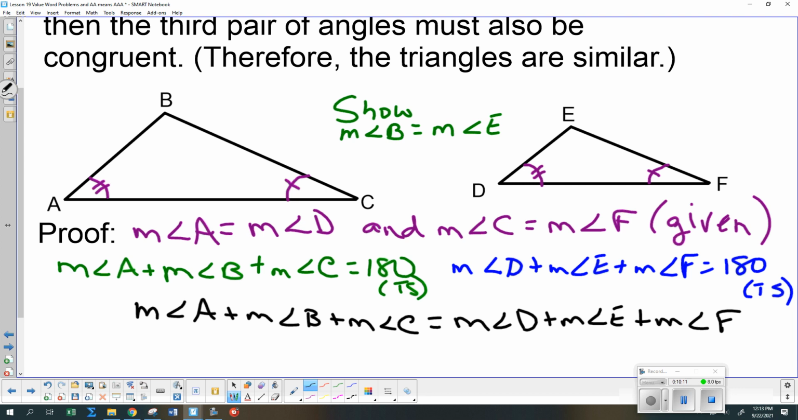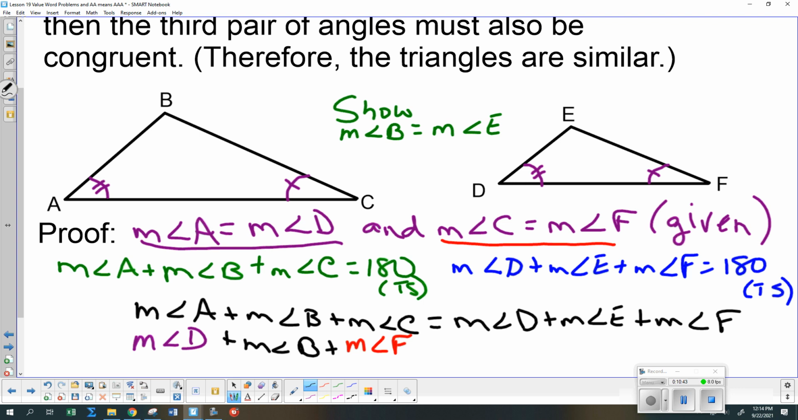Now I'm going to do my substituting. I know that angle A and D have the same measure, so I'm going to change this measure of angle A to a measure of angle D because they're the same. I can use either one. And then I'm also going to say, since the measure of C and F are the same, I can change this C to F because they're the same, and I'll leave everything else like it was. So I'll keep the plus measure of angle B plus in there, and I'll keep the right side the same.